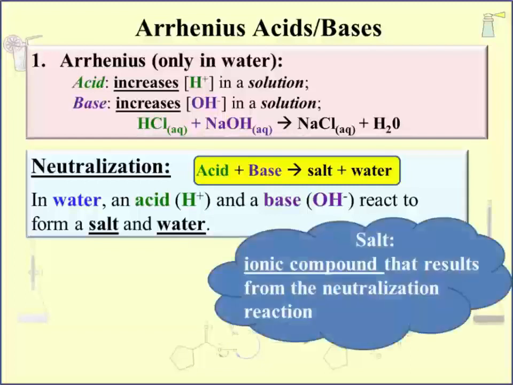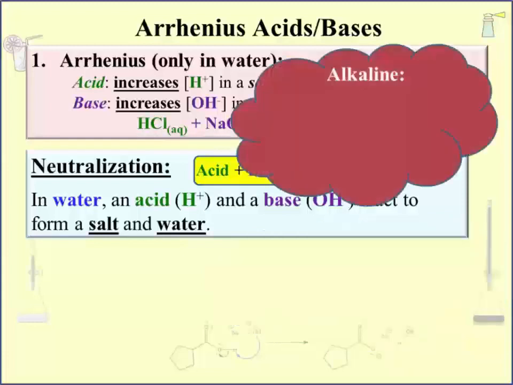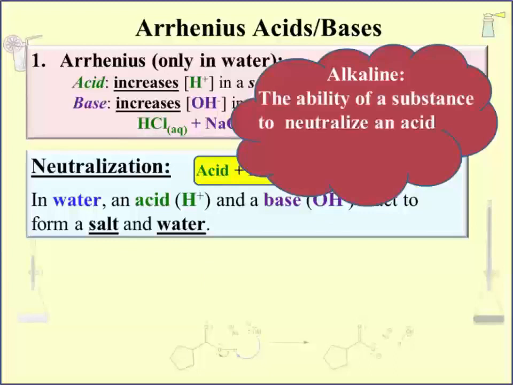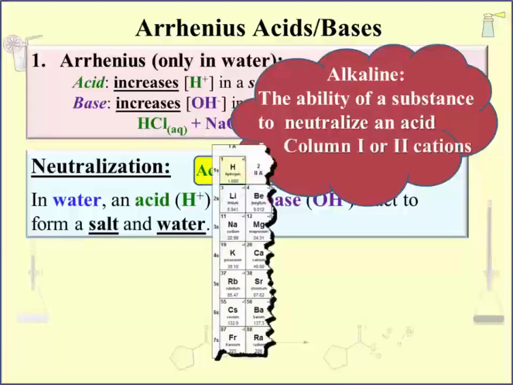As for a salt, this neutralization reaction is the definition of a salt, though it can be expanded to include most neutral ionic compounds. While we're doing definitions, here's a term that you've probably heard before: alkaline. It is the ability of a substance to neutralize an acid. It is often used interchangeably with basic, but it really should be limited to bases with cations from column 1 or 2 of the periodic table. Sodium, magnesium, calcium, those guys.